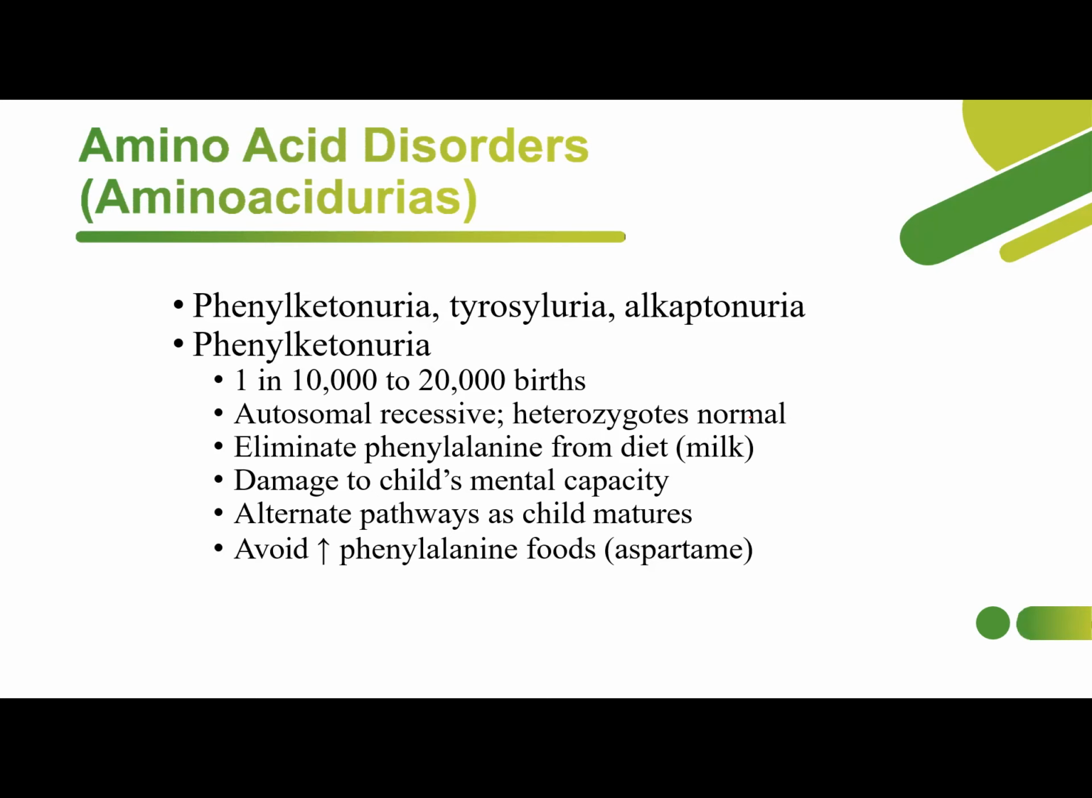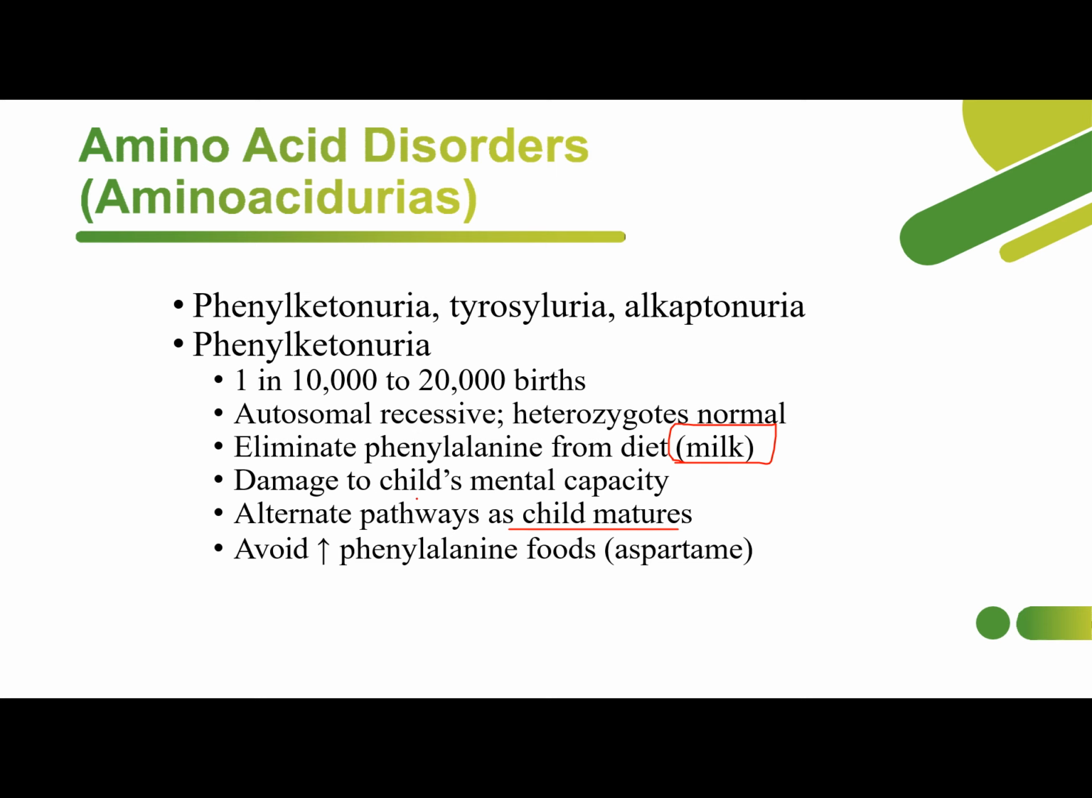So here we have your phenylketonuria, tyrosinuria, alkaptonuria. Now, phenylketonuria, class, would occur in 1 in 10,000 to 20,000 births. It is autosomal recessive, heterozygotes are normal, and phenylalanine, usually from milk, must be eliminated from the diet. So the baby or newborn is not allowed to drink milk. It can lead to damage to the child's mental capacity. Alternate pathways develop as the child matures. Avoid increased phenylalanine foods, such as those with high amounts of aspartame.